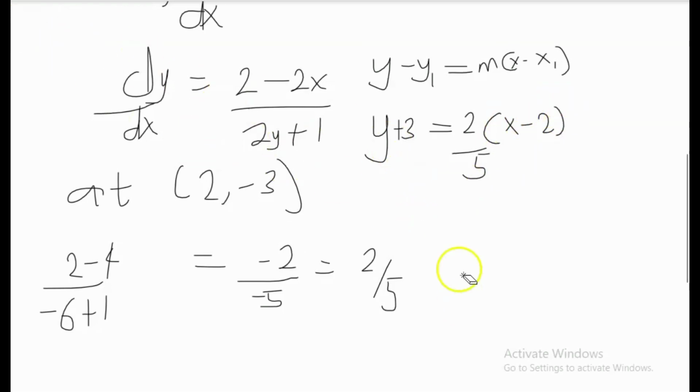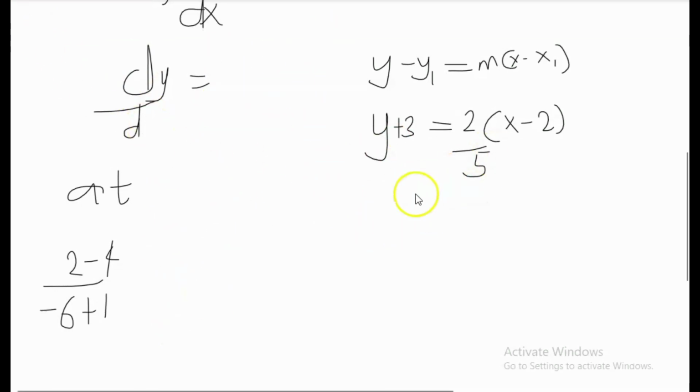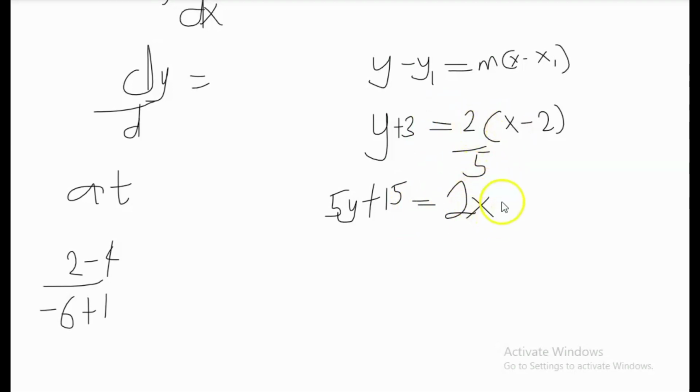So we're going to multiply through by 5. If we do that, we have 5y plus 15. And the reason we're multiplying through by 5 is to cancel out this fraction. So 5 multiplied by 2 over 5 would simply be 2, because 5 cancels out 5. So that would be 2x minus 4.